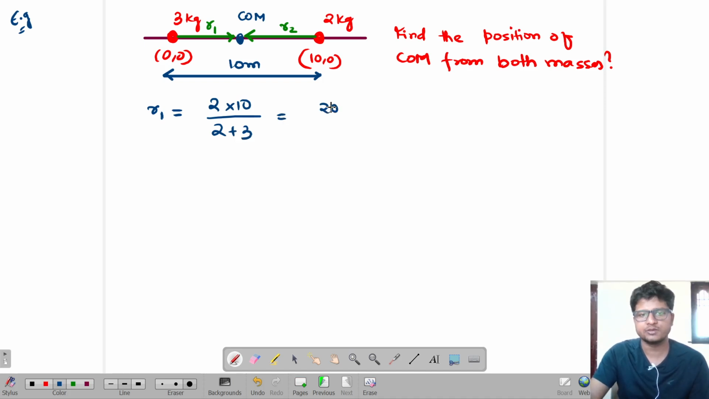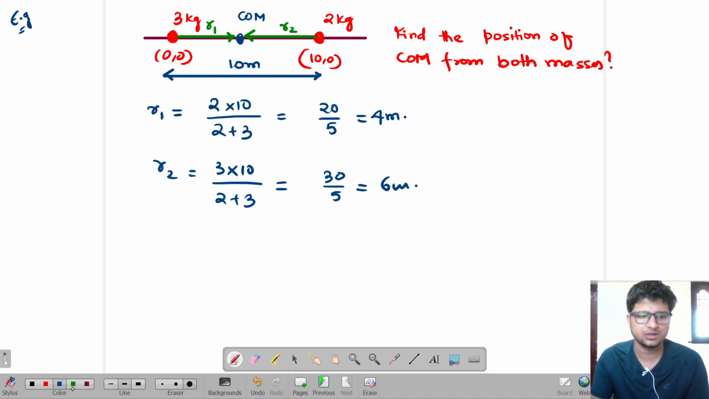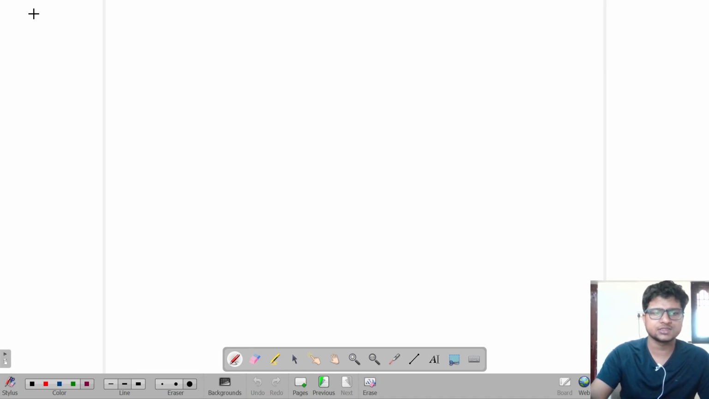So this is how much? 20 by 5, which is equal to 4, and R2 will be M1D, 3 into 10 divided by 2 plus 3, 30 by 5, which is 6 meters. So if you know one, you can also know the other because R2 is D minus R1. This formula I can use. Go ahead or not?